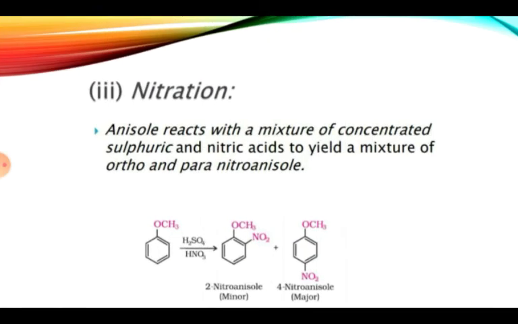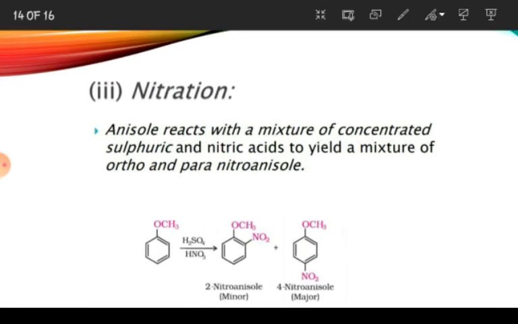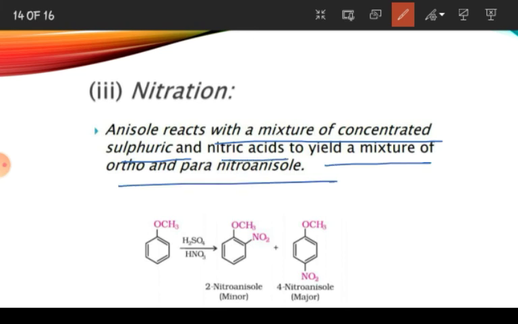Now let us discuss our last reaction, the nitration reaction. Nitration means introduction of the NO2 group. Anisole reacts with a mixture of concentrated H2SO4 and HNO3 to yield a mixture of ortho and para nitroanisole. We have to introduce the NO2 group at the ortho and para positions. And again the para product will be the major product. You need to remember this.